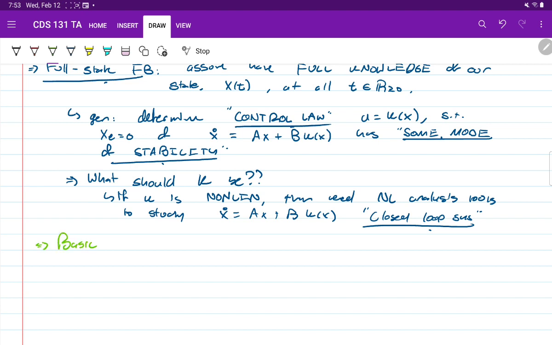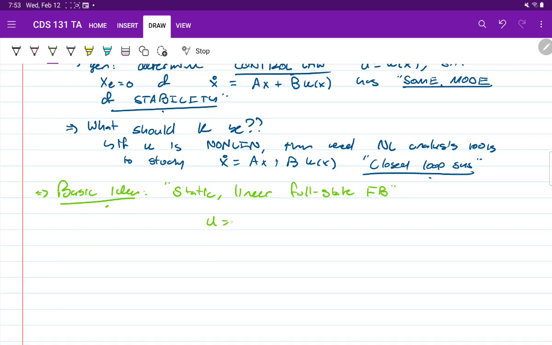Now, a basic idea, which is called static linear state feedback, or full state feedback, is essentially we pick a control law u equals K times x, right? Where K belongs to R^(m by n) and is called a gain matrix. Okay? So instead of picking some arbitrary nonlinear function, k of x, right, we just pick a matrix, K, which is fixed, right? It's static, it doesn't change with time. We just multiply that by our current state, x.